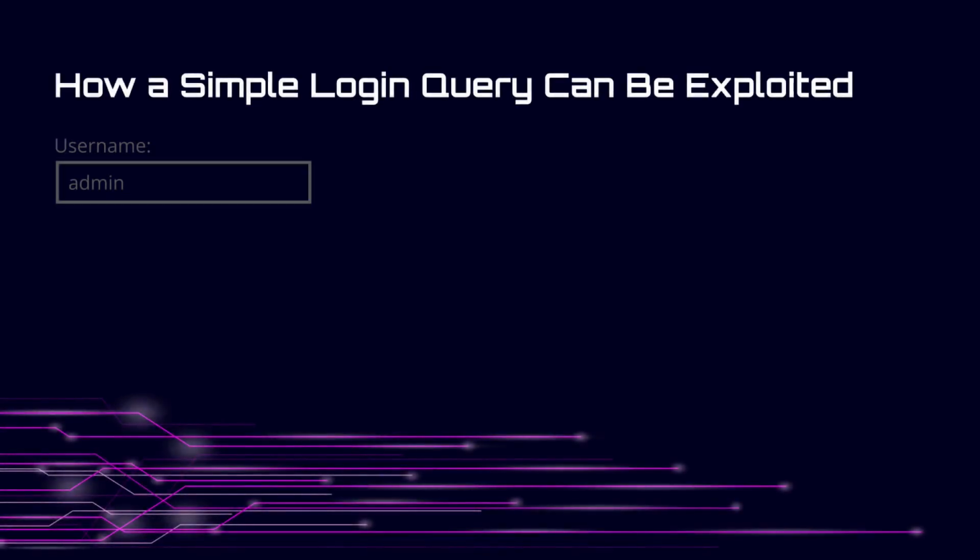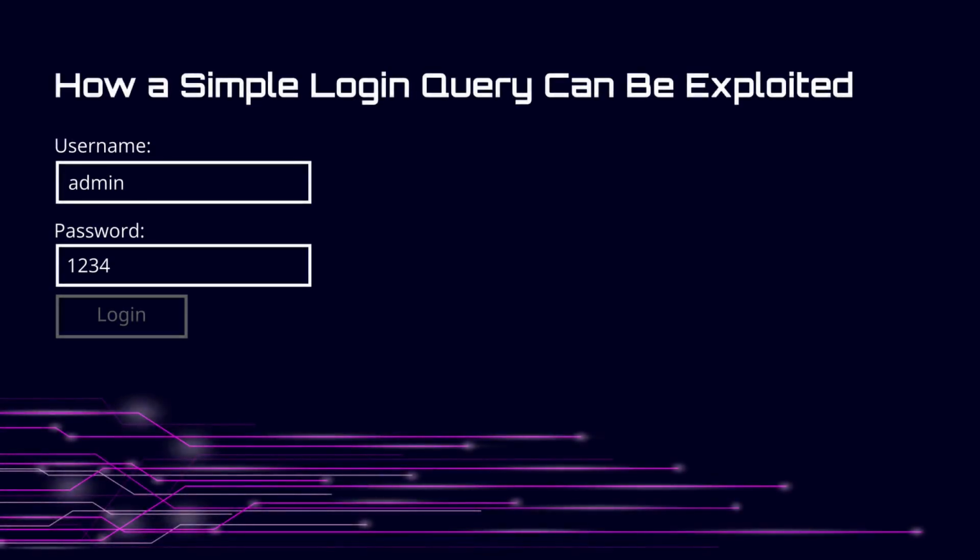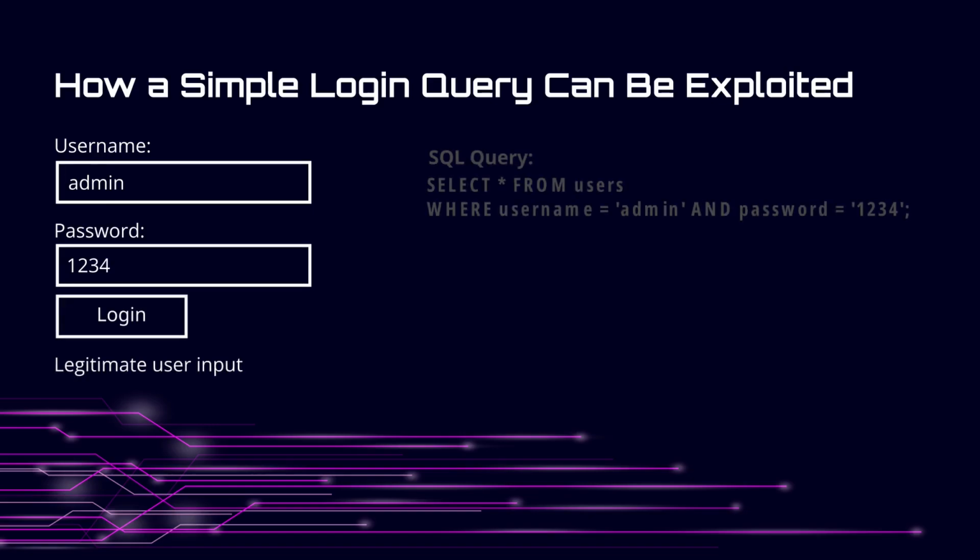Here's a simple SQL query used by many login forms. The application checks whether the username is admin and the password is 1234. If both are correct, the database returns the user's information and logs them in. But what if a hacker enters something sneaky instead of a real password? In the next slide, we'll see how that works and why this code is so dangerous if not protected.